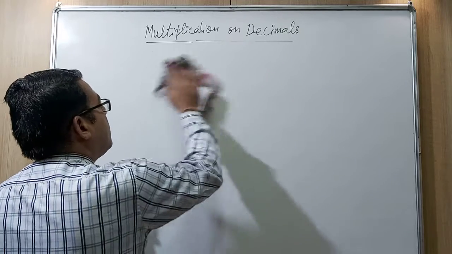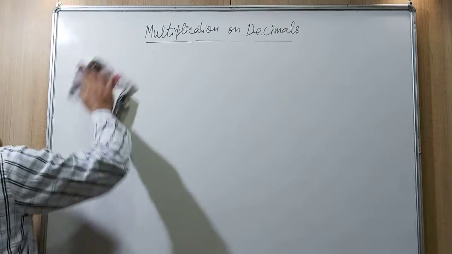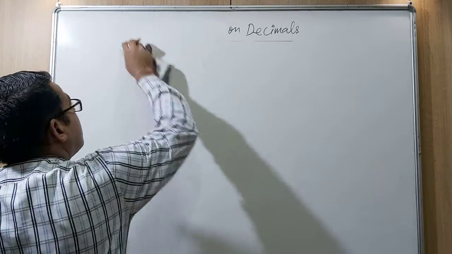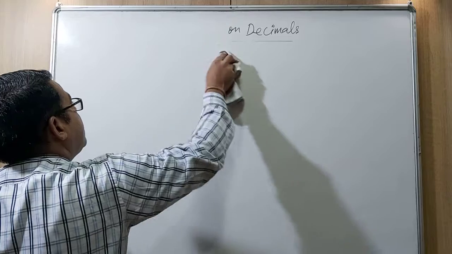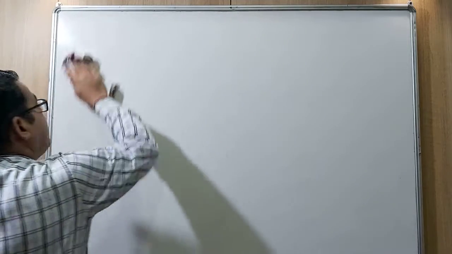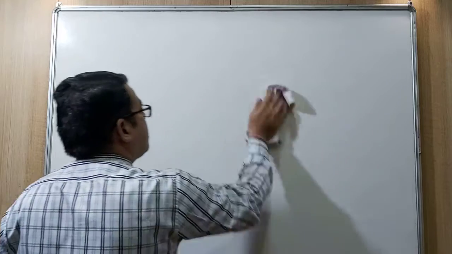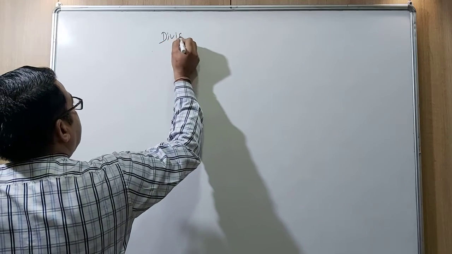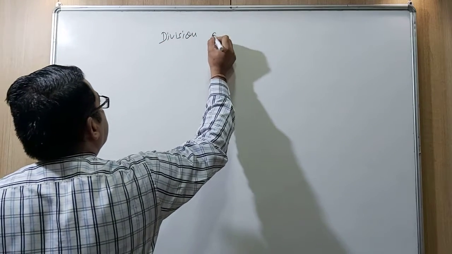Now we will also learn today how we can shift the decimal when we divide by 10 or by the powers of 10, that is by 100, by 1000, by 10,000. Now we learn here division of decimals.